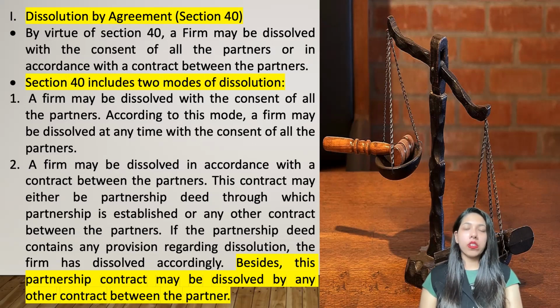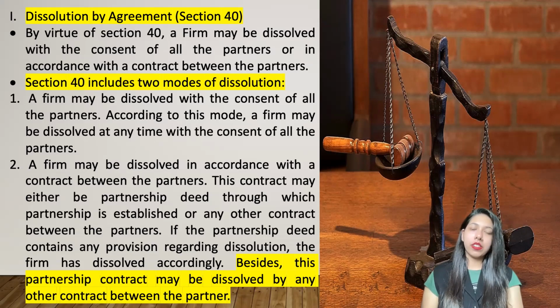Section 40 mainly includes 2 modes. The first one is that a firm may be dissolved with the consent of all the partners. As I've told you, if there is consent of all the partners, we can wind it up. According to this mode, a firm may be dissolved at any time with the consent of the partners. The second one is that a firm may be dissolved in accordance with the contract between the partners. If the contract is for 5 years, after the completion of 5 years, we can wind up the business. This contract may either be the partnership deed through which the partnership is established, or any other contract between the partners. If the partnership deed contains any provision regarding dissolution, then the firm is dissolved accordingly.